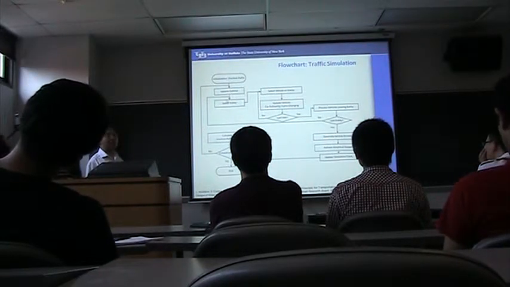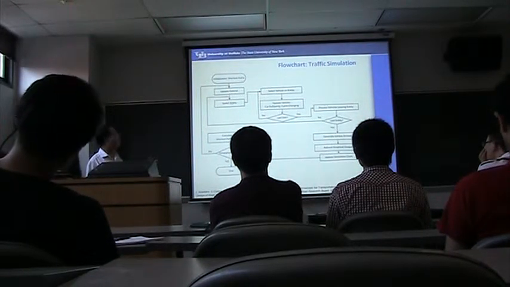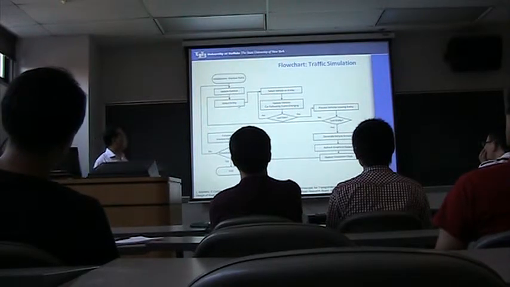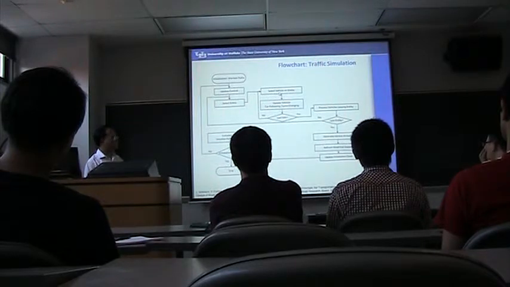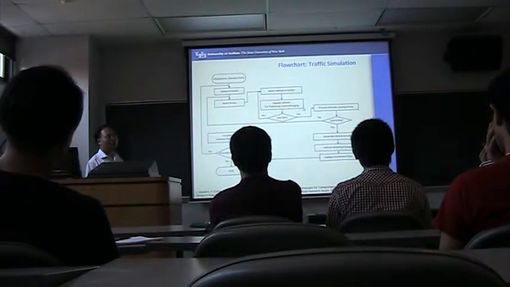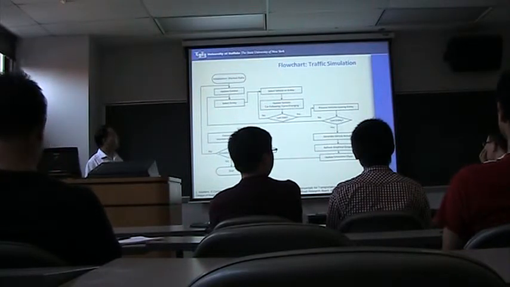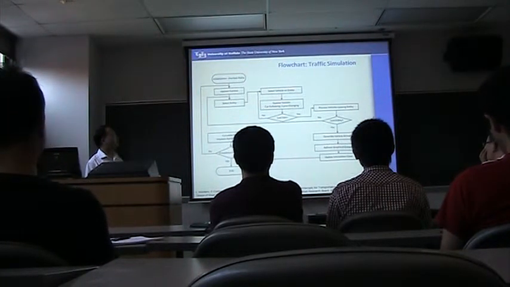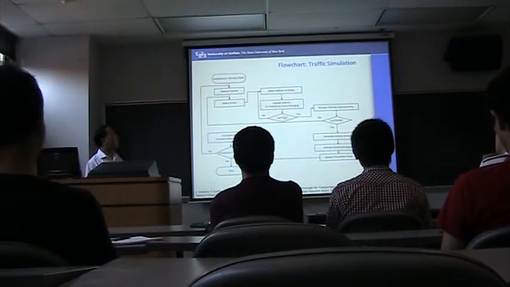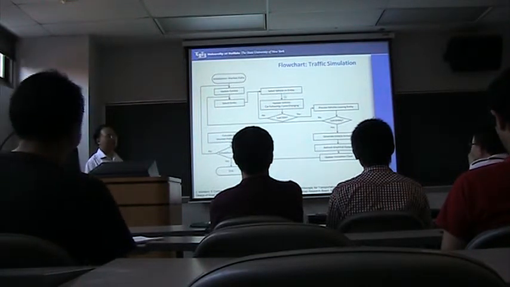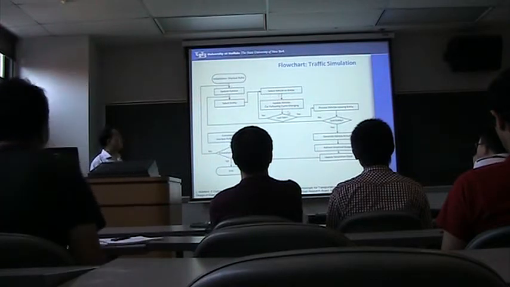Then we select entity. Entity means link or node. So we select one entity, and then we select one vehicle on the entity, and we update the vehicle using this car following or lane changing logic. Then we check if it's last vehicle. If not, then go back again. So this is a loop, the most inner loop.